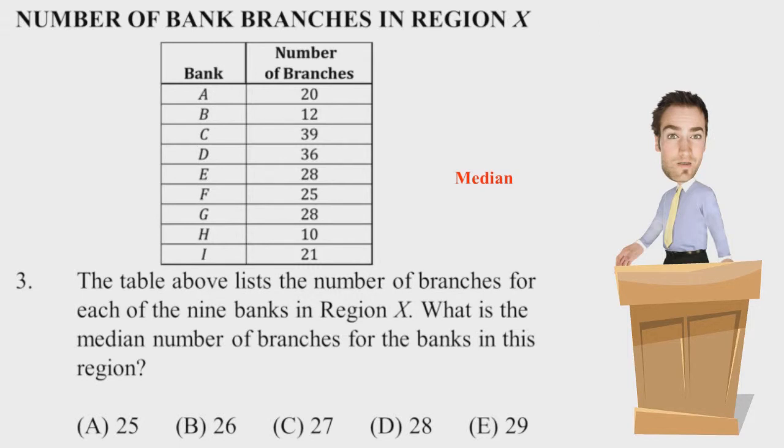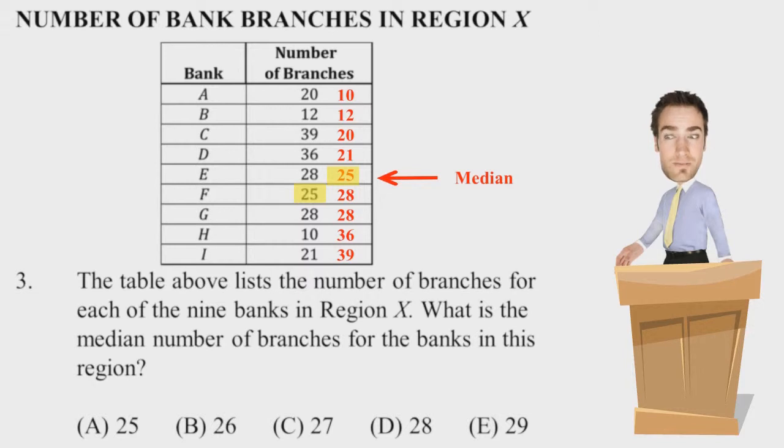Because there are 9 items here, the thing in the middle would be the 5th item. There's 4 before that, there's 4 after that. The middle one would be the middle or median number. I've reordered the numbers here so you can see that, but you really wouldn't have to do that. You've got 10, 12, 20, 21, 25, 28, 28, 36, and 39. The thing that falls in the middle is the median, and that would be 25.